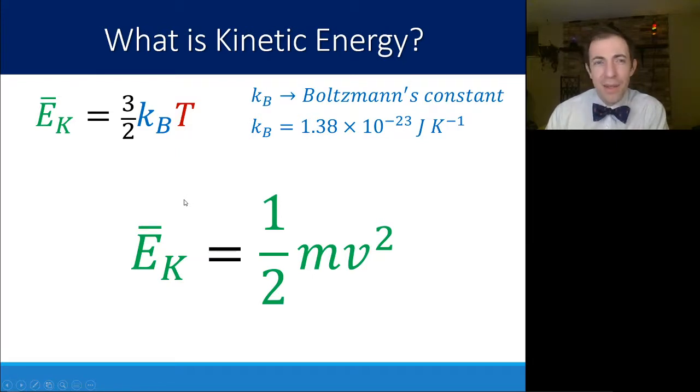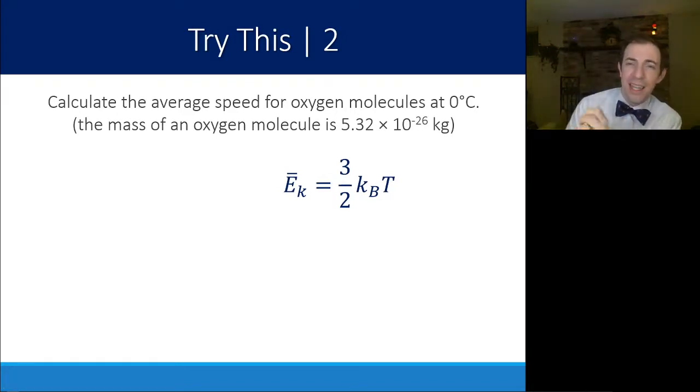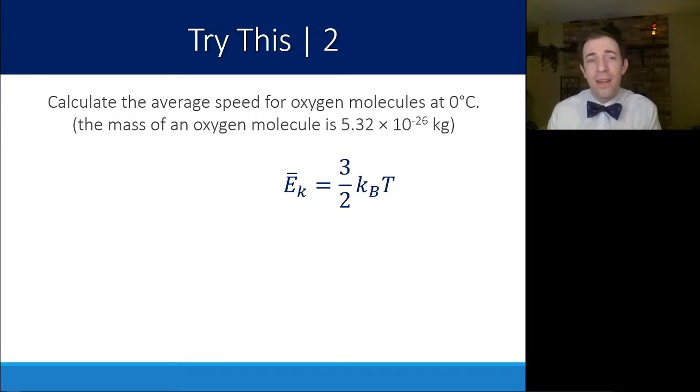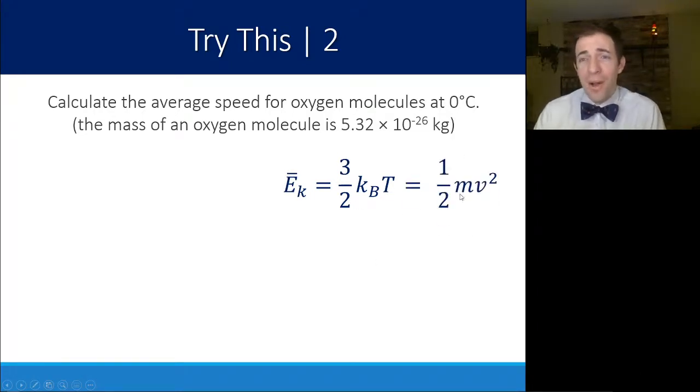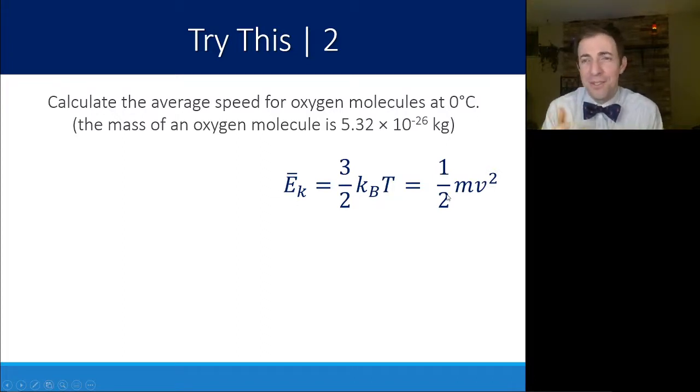With that in mind, we can actually relate these two equations together, that they are equivalent to each other, and we can use one to calculate the other. If I want to know the average speed, how fast an oxygen molecule is moving at 0 degrees Celsius, the freezing point of water, we can actually calculate that speed as long as we know the mass of an oxygen molecule. Here, I have EK bar is 3/2 kBT, but that's also equal to 1/2 mv squared. That's the same kinetic energy. We're just relating these two equations that we found in different units of our year.